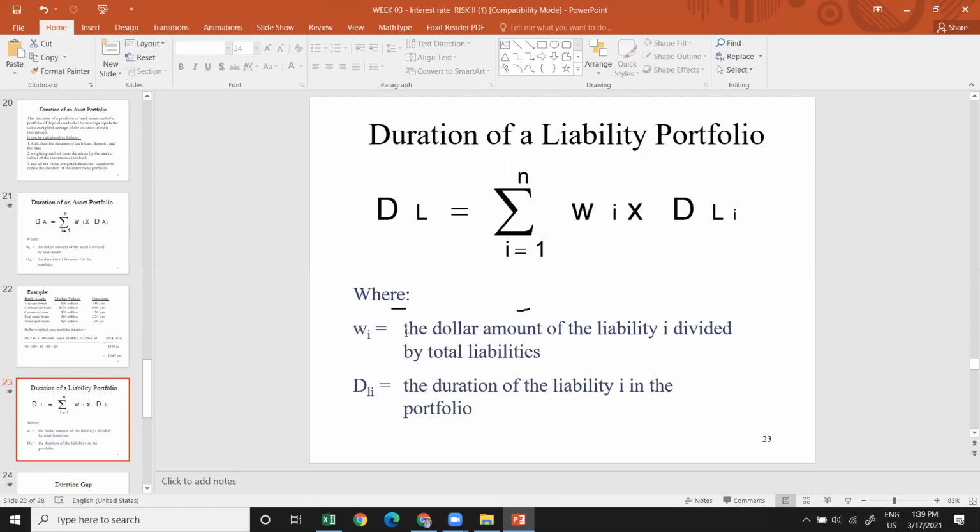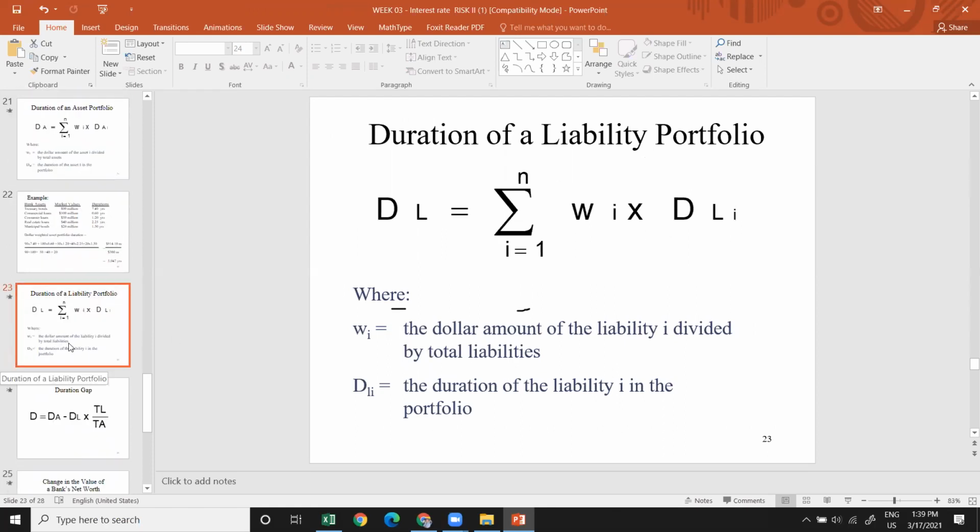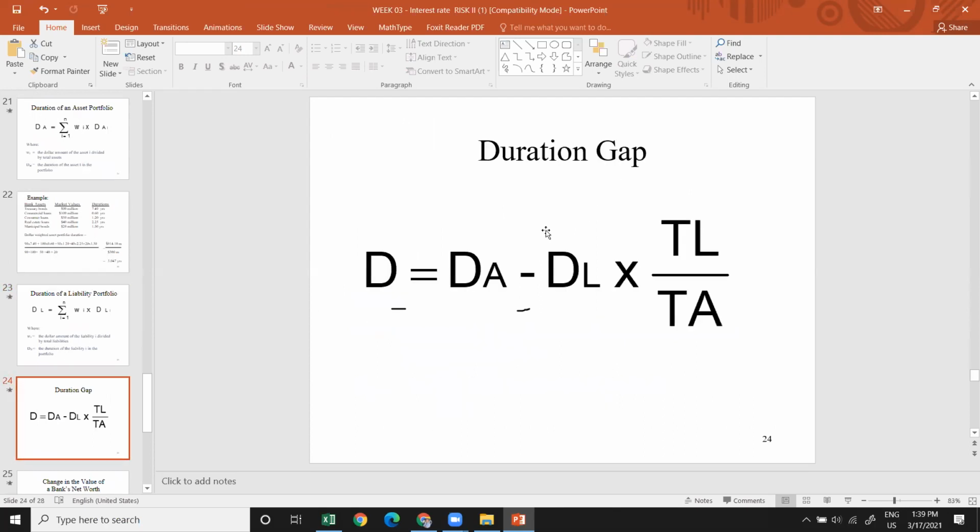Duration of the liability portfolio is the same thing that we calculate. Okay. Now, how can we estimate the duration gap? We can estimate the duration gap in the following way. Duration of the assets and duration of the portfolio, considering all rate sensitive assets and all rate sensitive liabilities. So duration of assets minus duration of liabilities, multiplied by total liability over total assets.